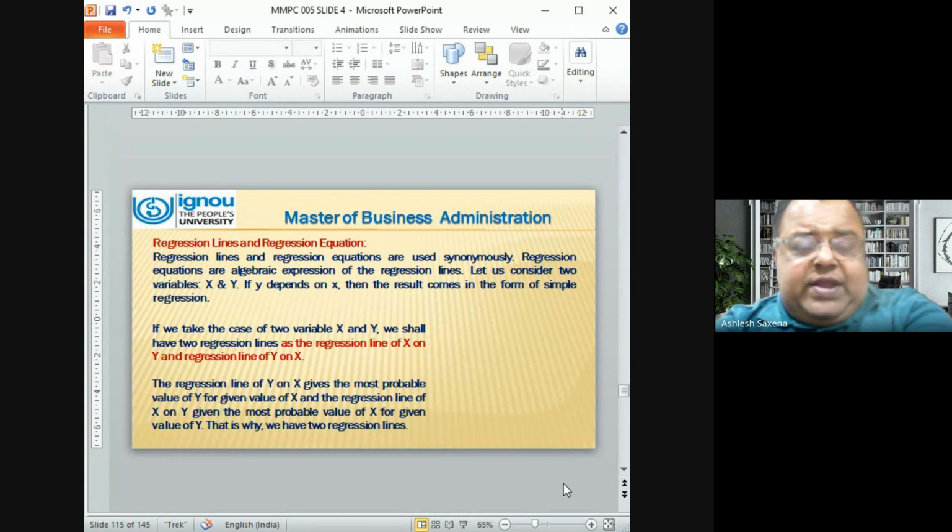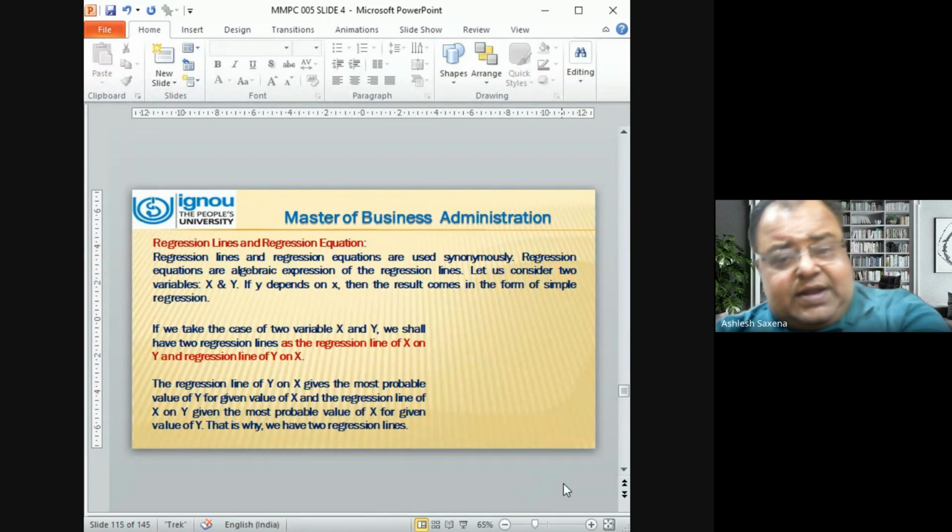Regression lines and regression equations. Regression lines and equations are used synonymously. Regression equations are algebraic expressions of regression lines. Let us consider variables x and y, and we assume that y depends on x. The result comes in the form of a simple regression. If we take the case of two variables x and y, we shall have two regression lines: the regression line of x on y and the regression line of y on x.